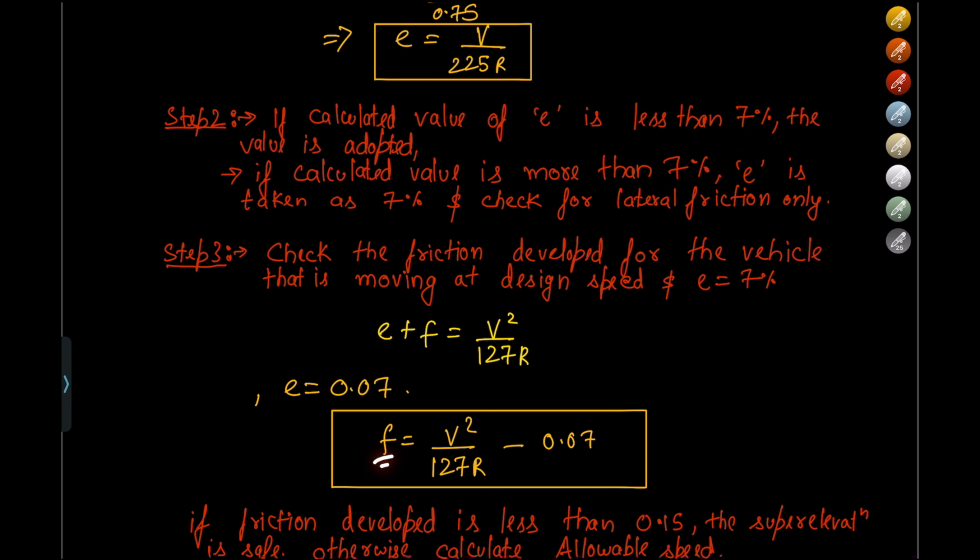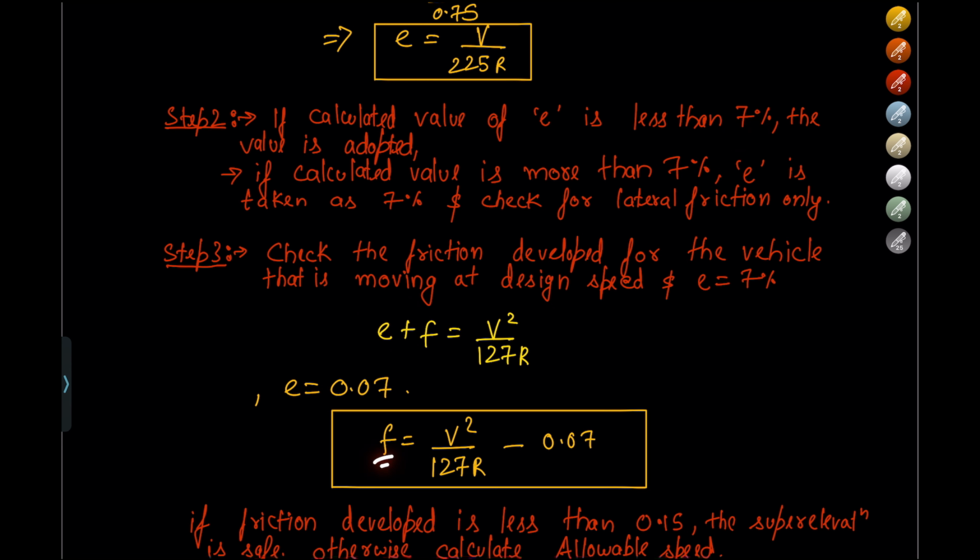So we'll calculate F from this formula. If friction developed is less than 0.15, the super elevation is safe. Otherwise, we calculate the allowable speed. If it is not possible for the vehicle to develop friction more than 0.15, it is taken as unsafe and we need to limit the speed of the vehicle.